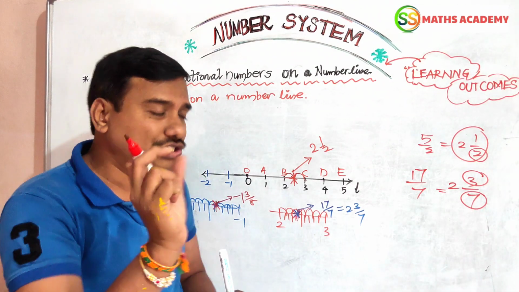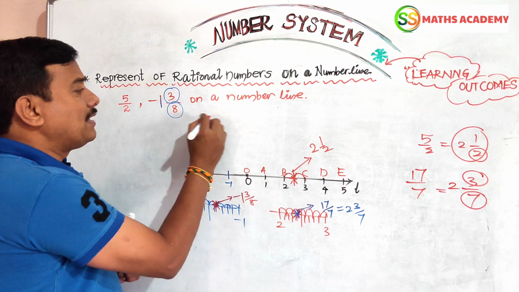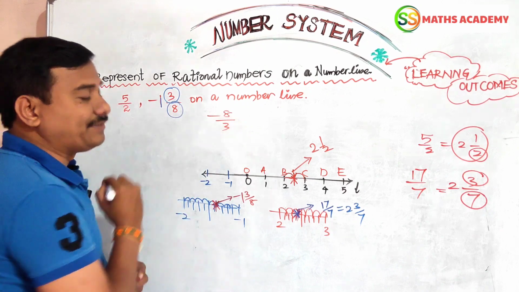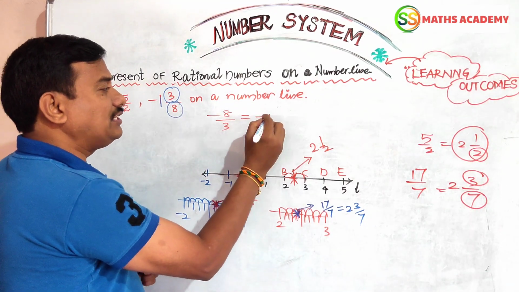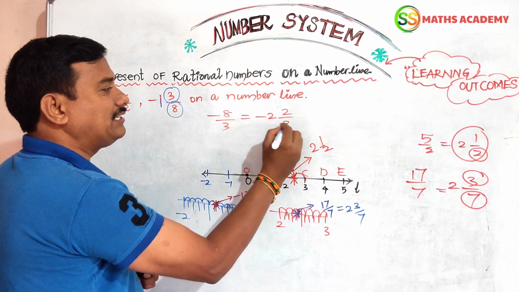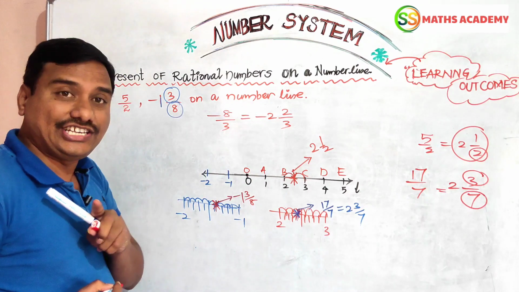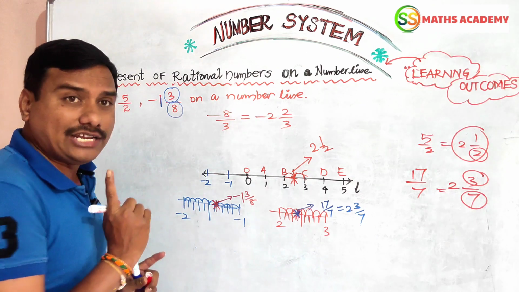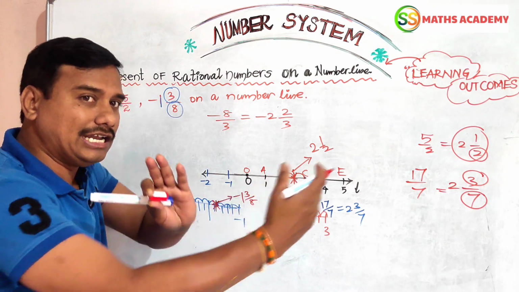Let us see one more good question. For example, minus 8 by 3 will be there. Right? The value of this is simple. 2 of 2 by 3. 3 2s are 6, 6 plus 2 is 8. 8 by 3. A negative sign will be there. The number will definitely be on the left side only.